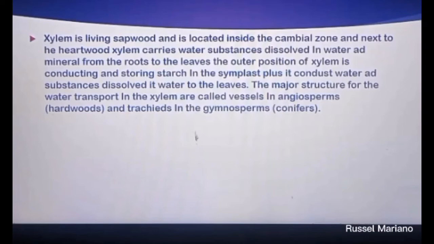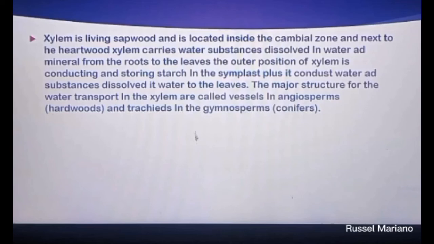Xylem is living softwood and is located inside the cambial zone and next to the heartwood. Xylem carries water and substances dissolved in water, and minerals, from the roots to the leaves. The outer portion of xylem is conducting and storing starch. Plus, it conducts water and substances dissolved in water to the leaves.